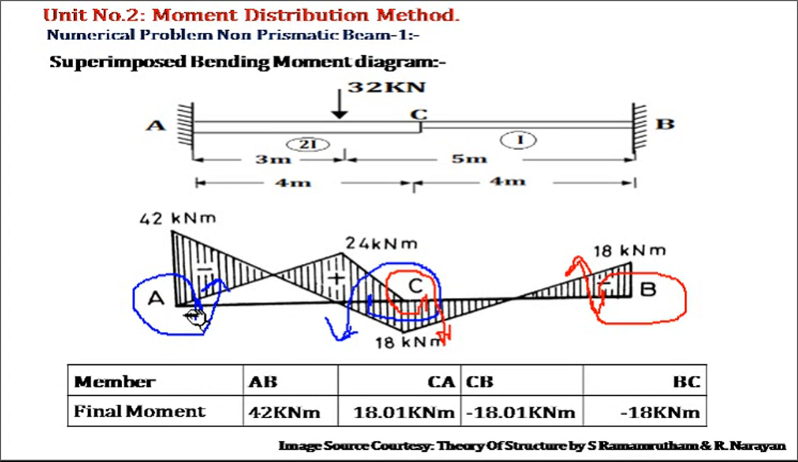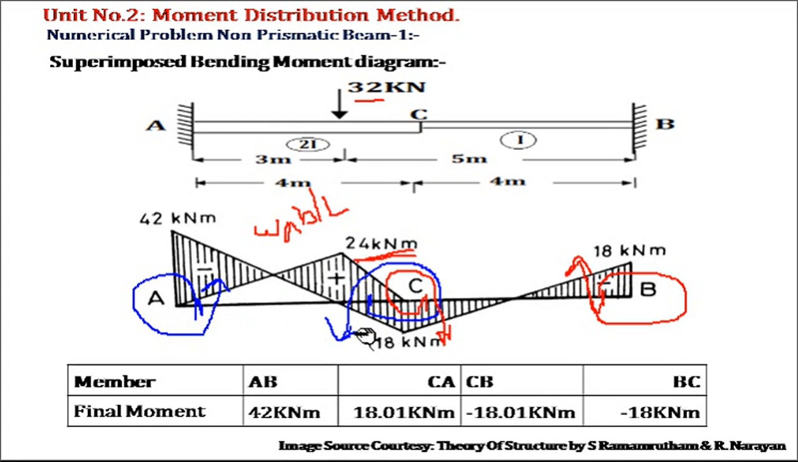Now the free bending moment in member AC: there is a point load of 32 which is not acting at the center of member AC. So this value will be equal to W A B upon L. So the value of W is here 32, A is 3 and B is 1, and the length of member AC is 4. So this value we are getting as 24. So join this by a straight line. So this is the free bending moment diagram.